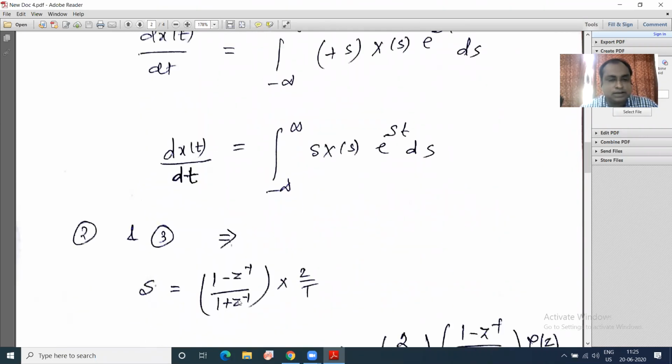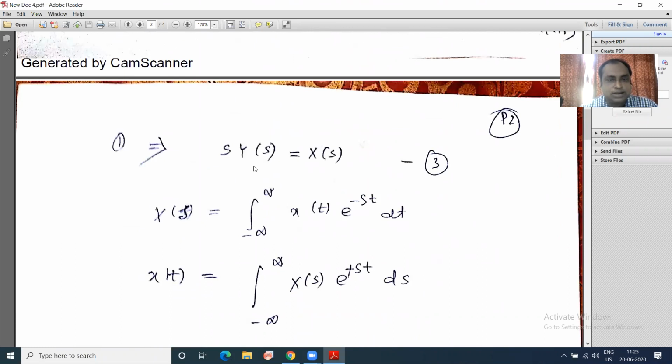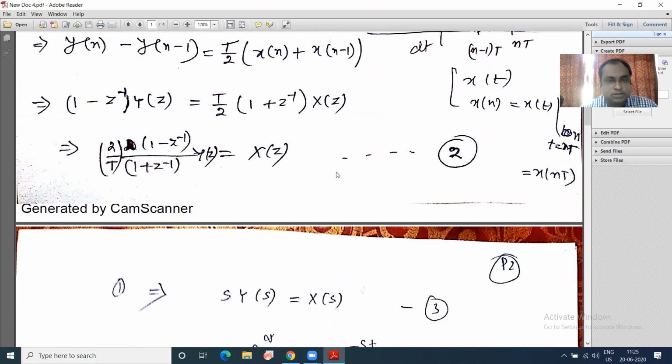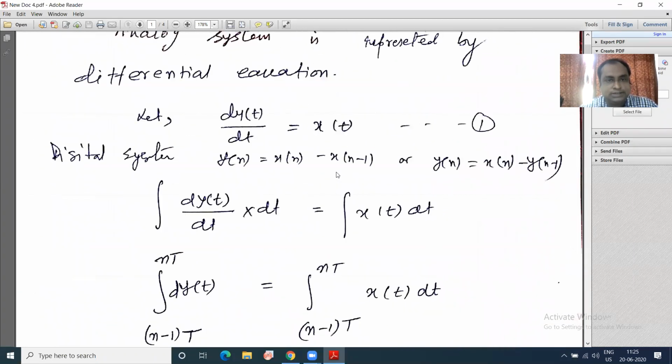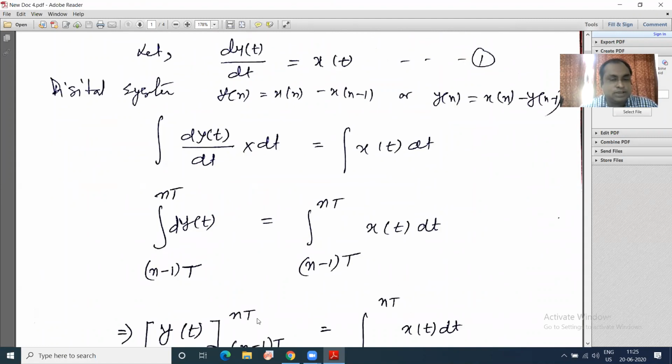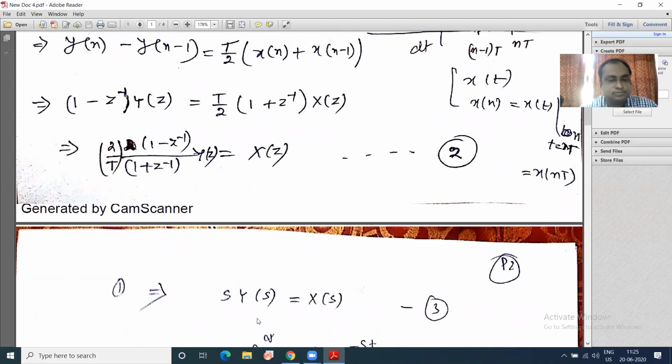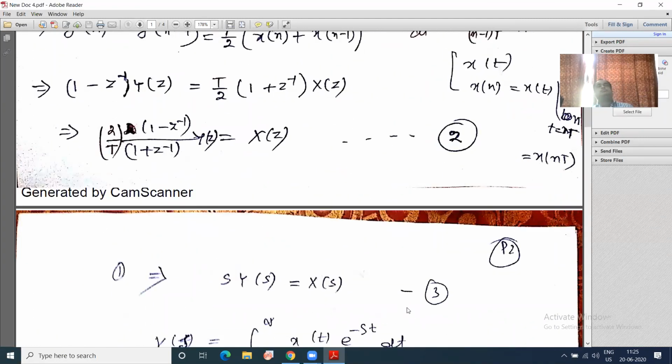So therefore from this we can write s times y(s) equal to x(s), because dy(t)/dt means s times y(s), and x(t) equal to x(s). I hope now this is okay. This equation is okay now. Fine. Now this equation is written.